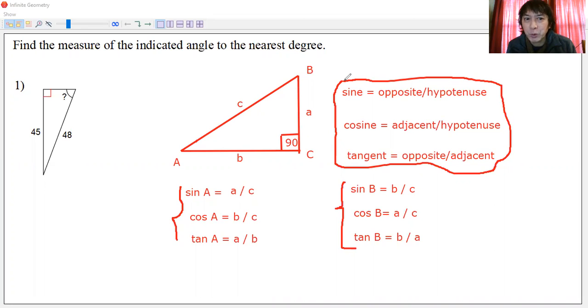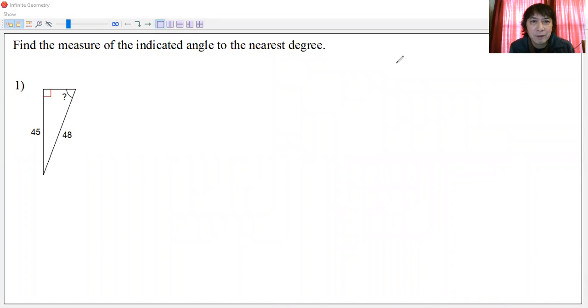You just have to determine or identify the side opposite to that angle, and adjacent side to that angle. Hypotenuse will always be opposite the 90 degrees. All right, so let's make use of these formulas and determine the answer for the first number. So let me erase this, and we will now proceed to number 1.